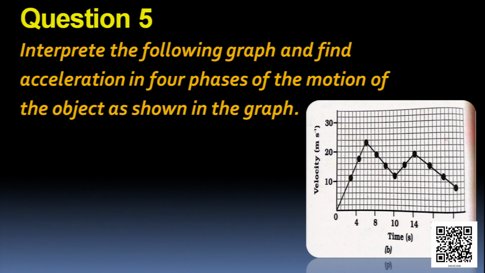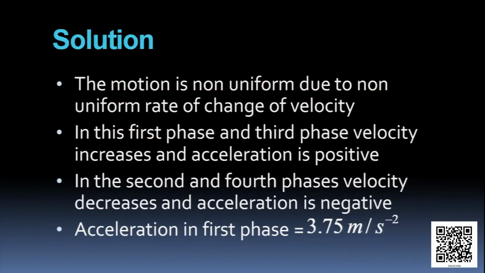That means there are 4 phases of the motion of the object that is depicted in the graph. Then can you solve this question? First of all, interpretation. The motion is non-uniform because the velocity is increasing, decreasing, then increasing and decreasing. The motion is non-uniform due to the non-uniform rate of change of velocity. Rate of change of velocity is different. That's why motion is non-uniform. It's a very good analysis from this graph.